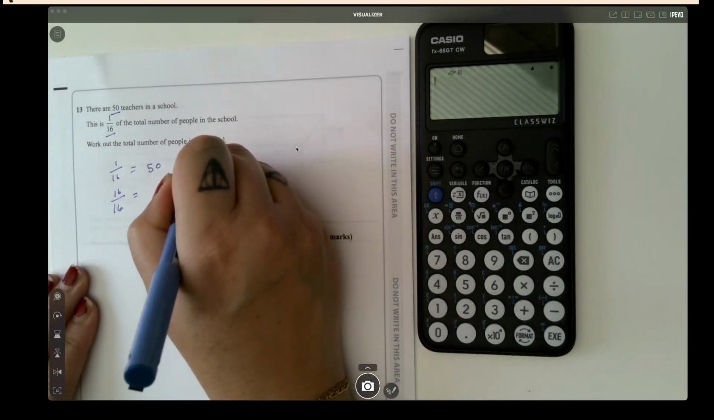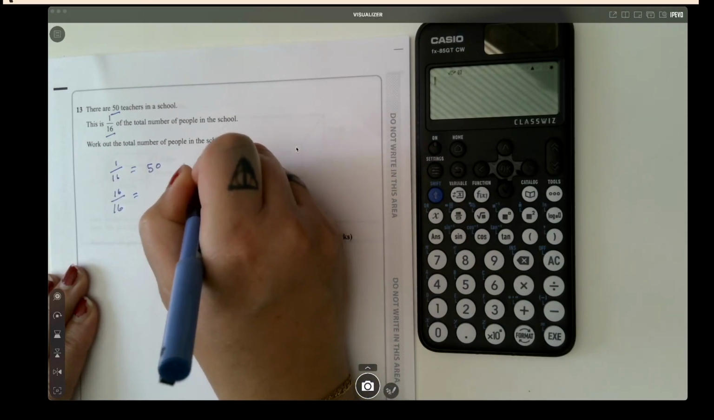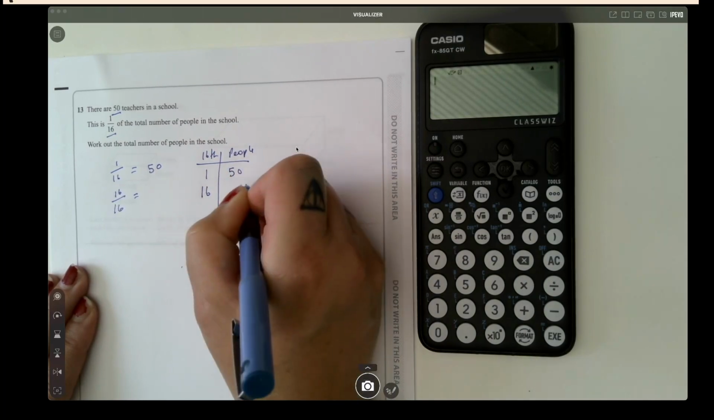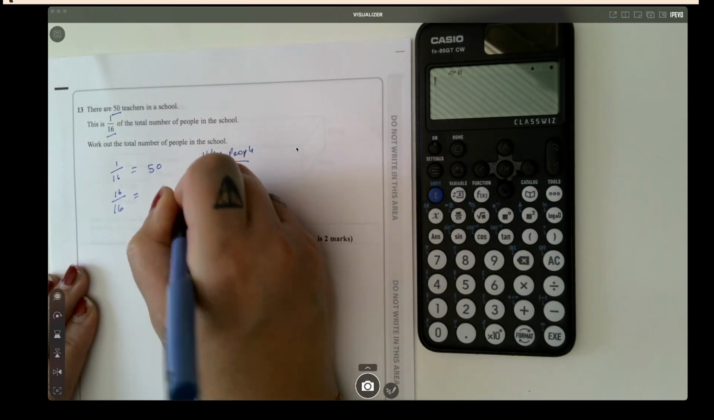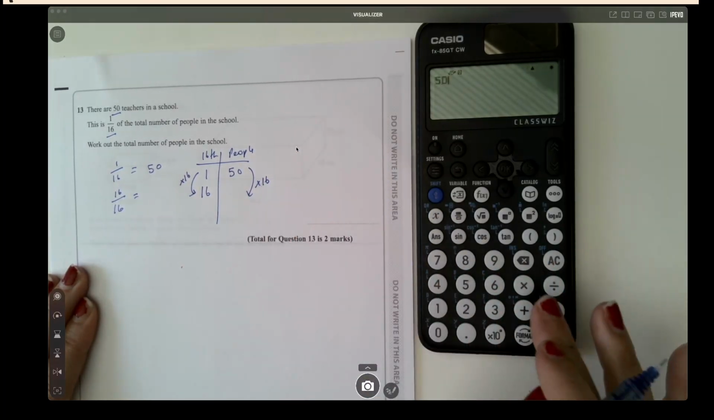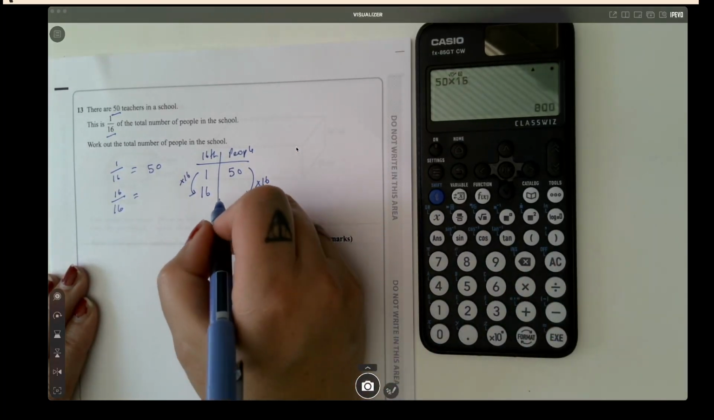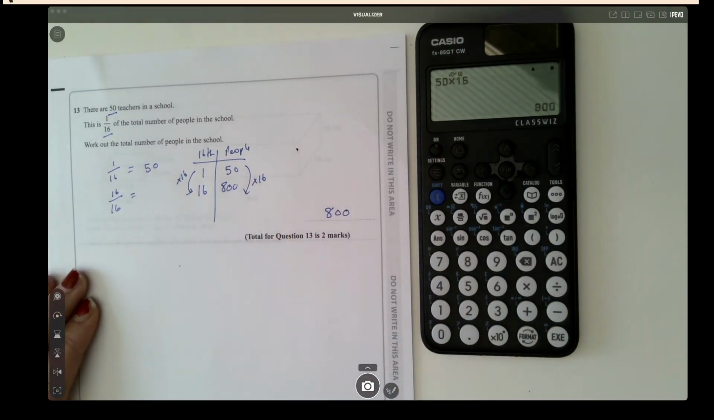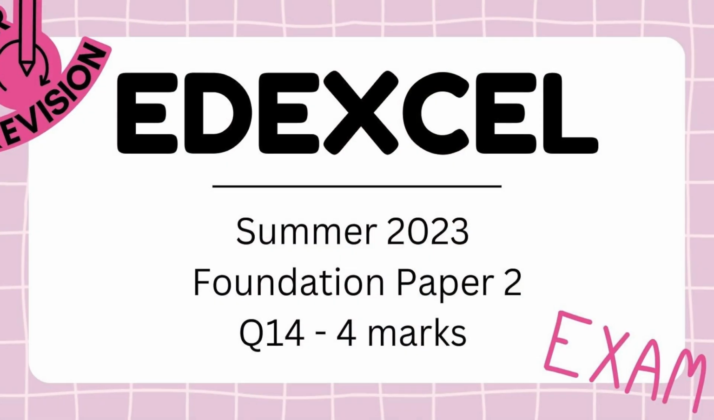So we're going from 1/16 being 50 people to wanting 16/16. So we're going to have to multiply by 16. 50 multiplied by 16 is 800. So there are 800 people in the school in total.